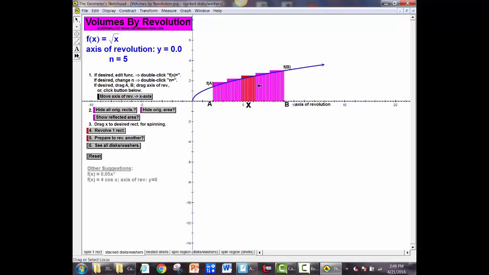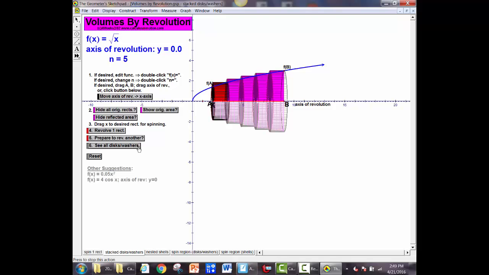this would be, for example, 5 rectangles. I hide the original area. And now there's the reflected. But what I want you to really see is this. We're taking each one of these rectangles and rotating it about the x-axis, which is going to give us a disk. Now, these are kind of wide. The skinnier they are, the better it would be. So there are the different disks.